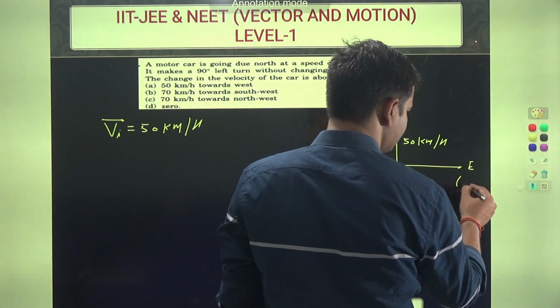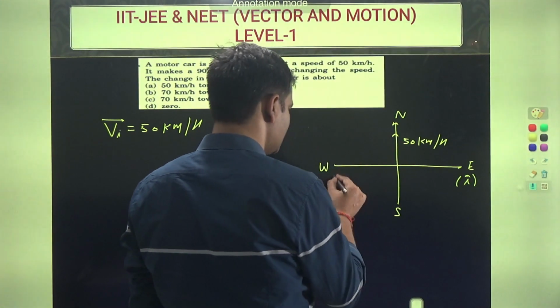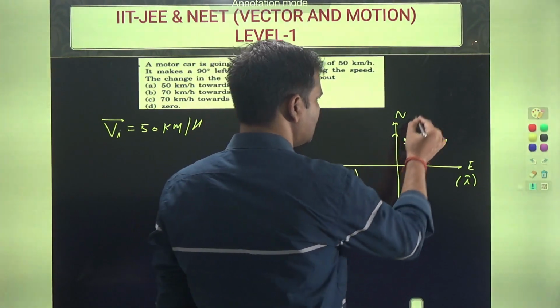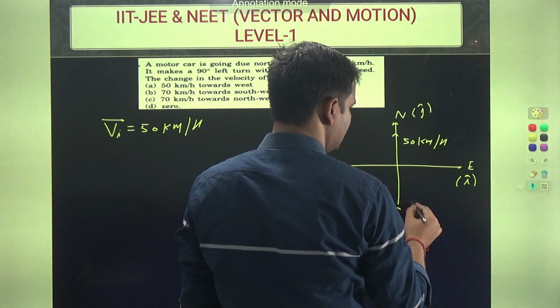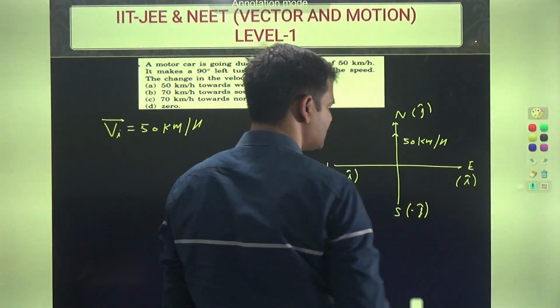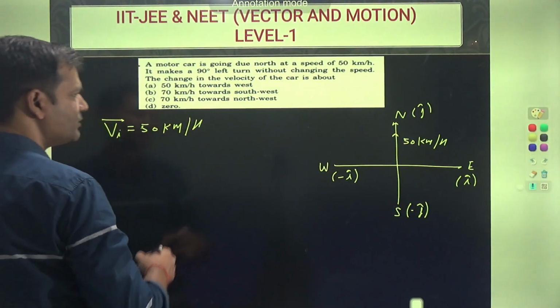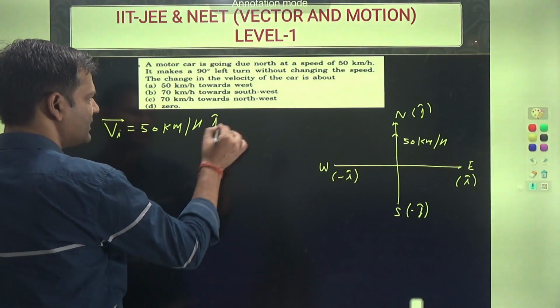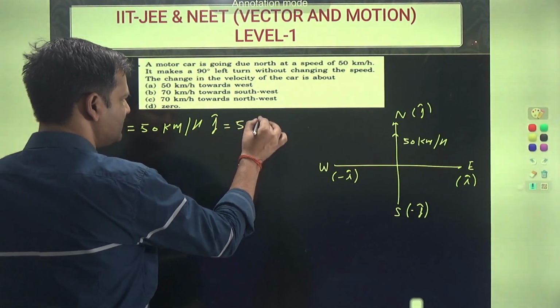This one is i cap. This one is minus i cap. That one is j cap. And that one is minus j cap. Clear or not? In which direction? That is j. Or you can say 50j. Clear or not?